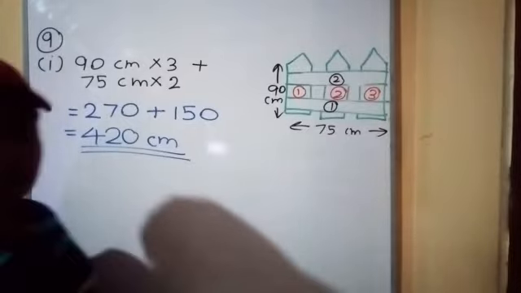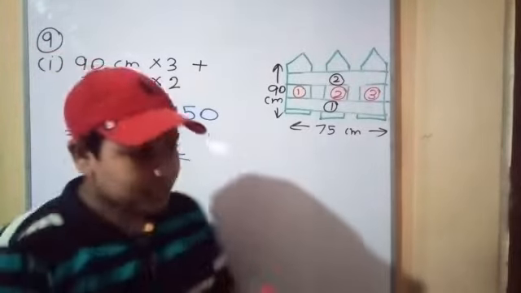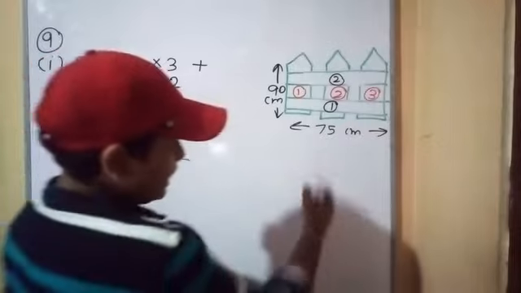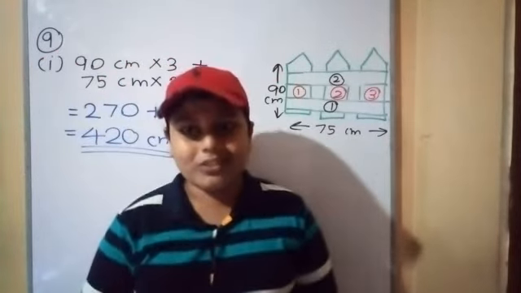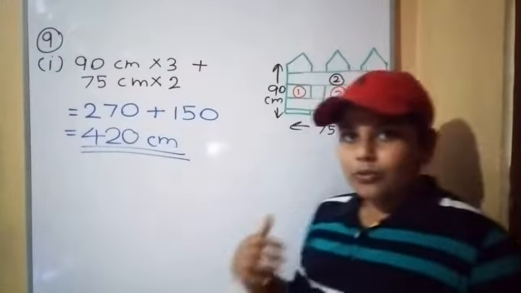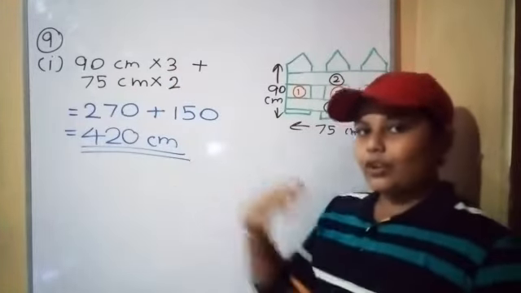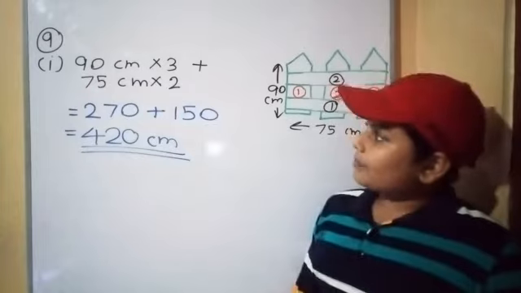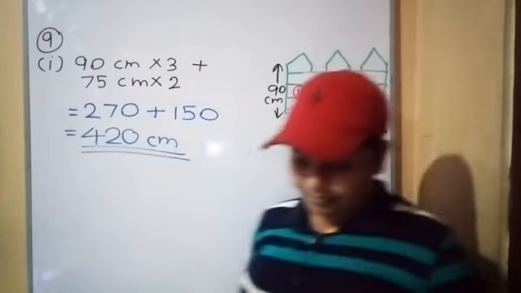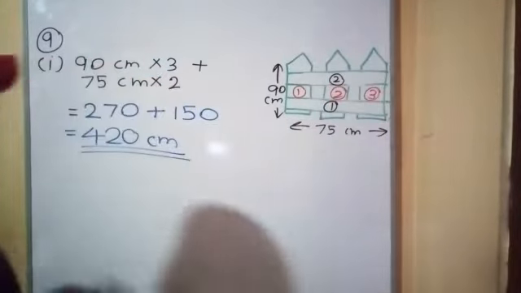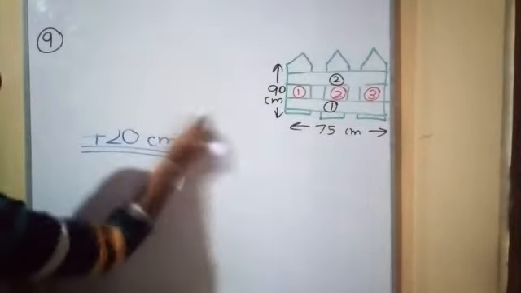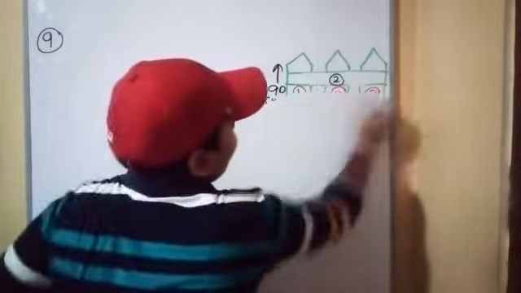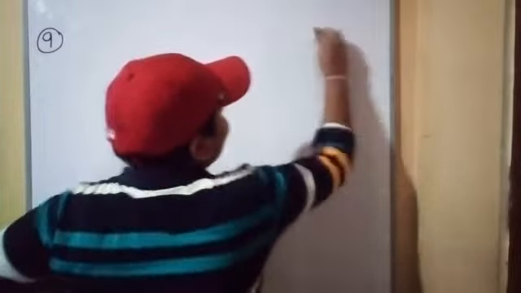It is not in square centimeters because we are not finding area, which is length multiplied by breadth. We are finding the perimeter, the total distance around. Right. Okay, let's move on to the second one. Very easy now.